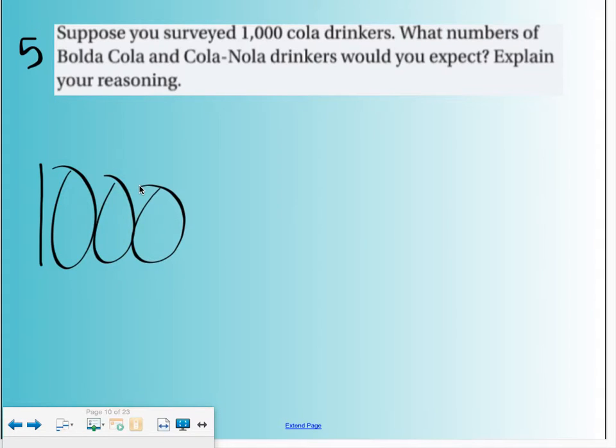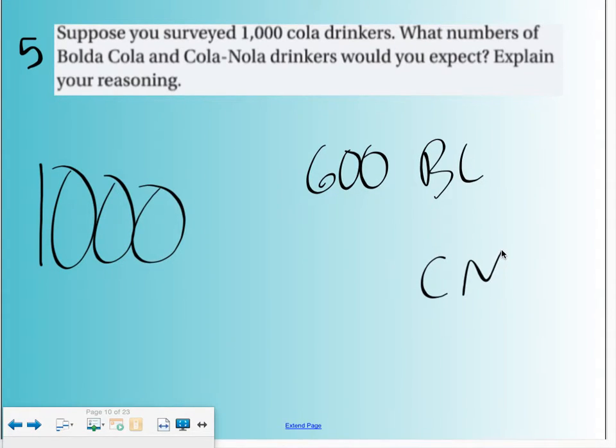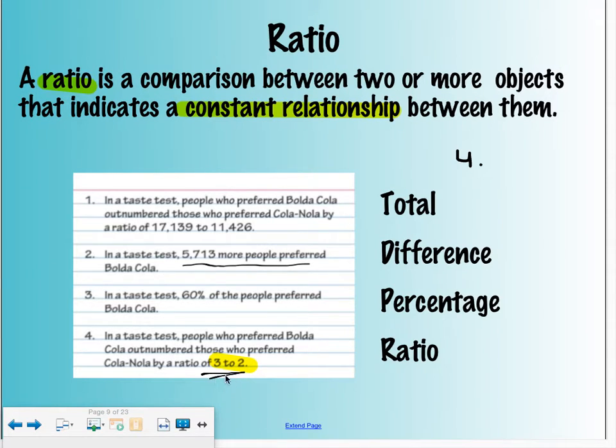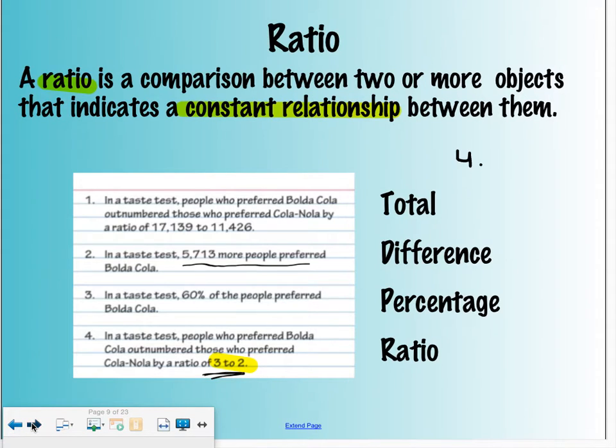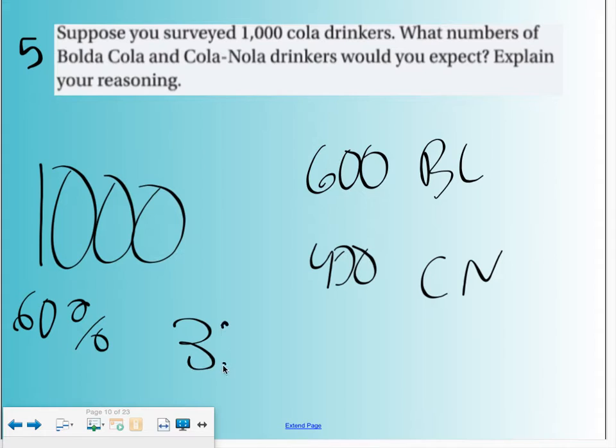Okay, 600 people will like Cola Cola, and 400 will like Cola Nola because in the ratio it says 60% prefer Cola Cola. So the ratio doesn't say 60%. I mean, you can get to the 60%, but yeah. Okay, so the percentage is 60, and we know that 60% of 1,000 is 600, and then we have 400 left over for Cola Nola. What if we try to use the ratio? So what is it, 3 to 2? Mm-hmm. So given 3 to 2, how can we relate that to 1,000?